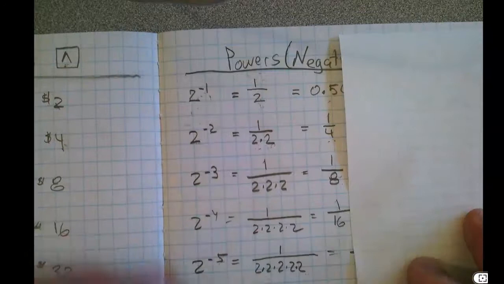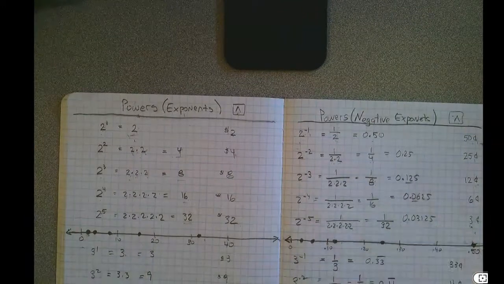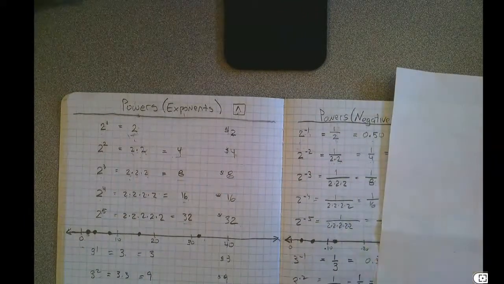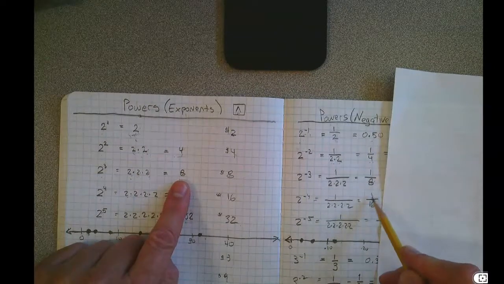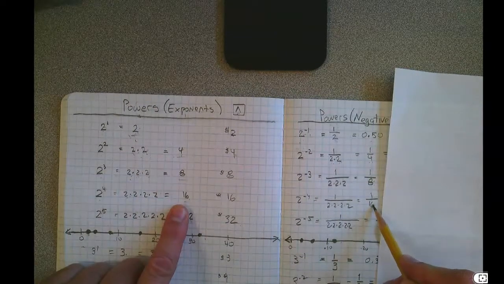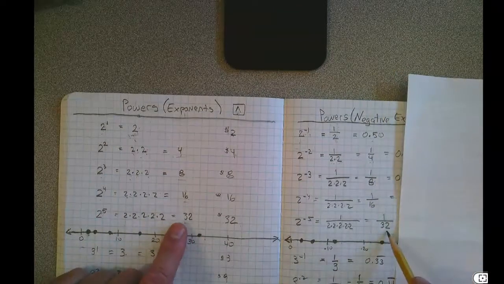And you can get that number just from the other side. Look at this. Let me cover these up so you're not distracted. That 8 came from over here. This 16 came from over here. This 32, 1 over 32, came from here.